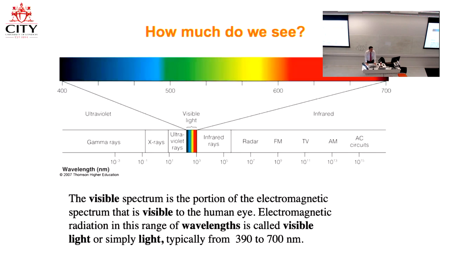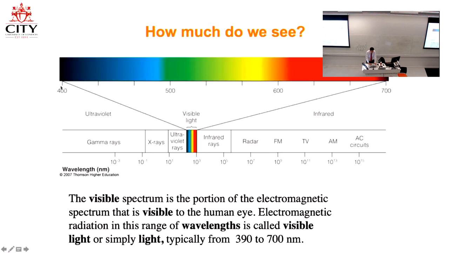imagine this whole wavelength. It starts from 10 to the minus 3 nanometers to 10 to the 15 nanometers. We only see this bit, which is the visible light. We call it visible because we see it. Doesn't mean other animals see less or more. Probably some see more, some see less. But in humans, in evolution, we have adapted to see this bit. And this is called the visible light.